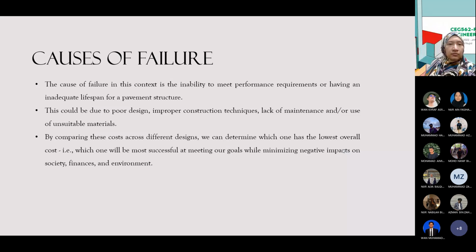So for the cause of failure in this research paper, the cause of failure in this context is the inability to meet performance requirements or having an inadequate lifespan for a pavement structure. This could be due to poor design, improper construction techniques, lack of maintenance, or use of unsuitable materials. By comparing these costs across different designs, we can determine which one has the lowest overall cost. For example, which one will be most successful at meeting our goals while minimizing negative impacts on society, finance, and environment.